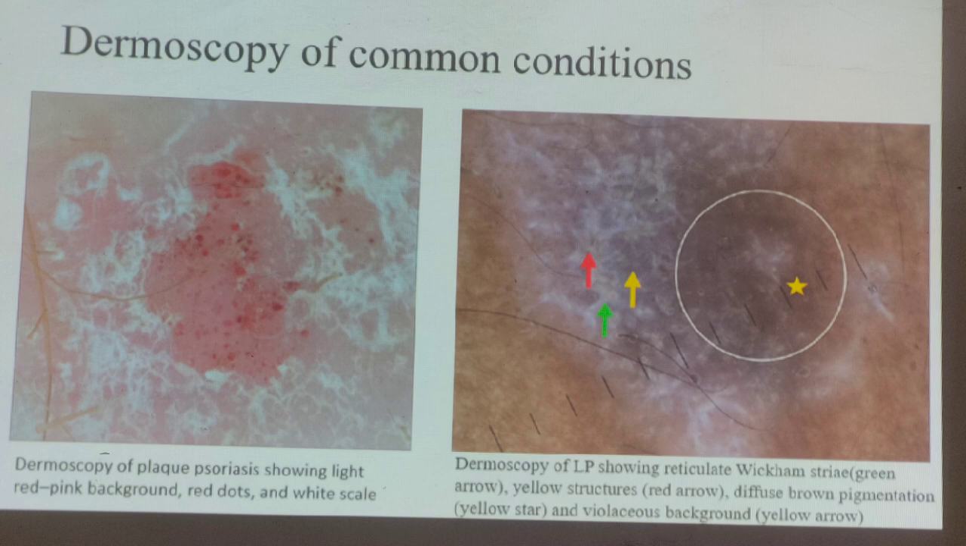Next. Dermoscopy of some common conditions. First image shows dermoscopy of plaque psoriasis, showing light red-pink background, red dots and white scales. Red dots represent tortuous capillaries in the papillary dermis. Then second is dermoscopy of a healing lichen planus lesion, with some active lesions in between. This shows reticulate Wickham striae, yellow structures, diffuse brown pigmentation, which is a healing area, and a violaceous background.